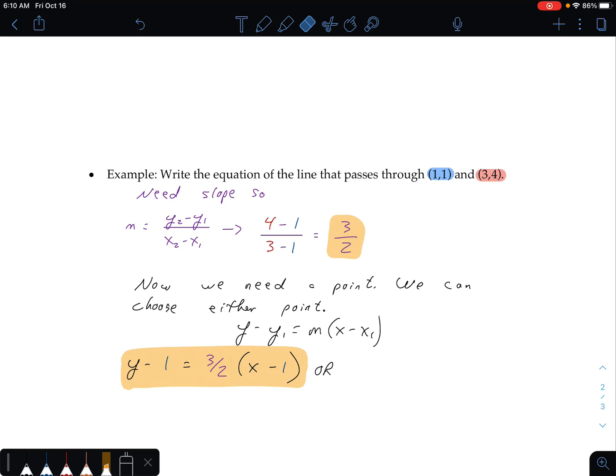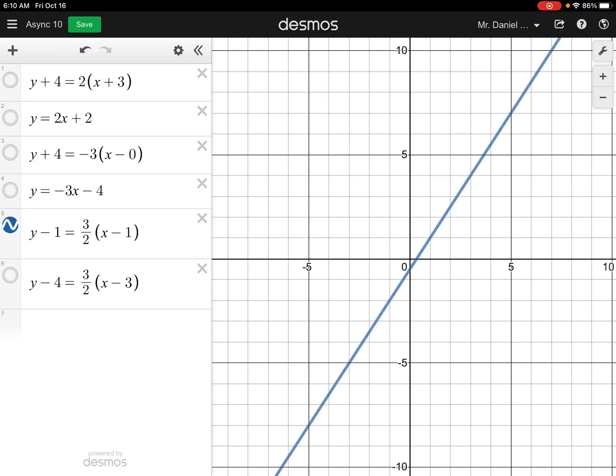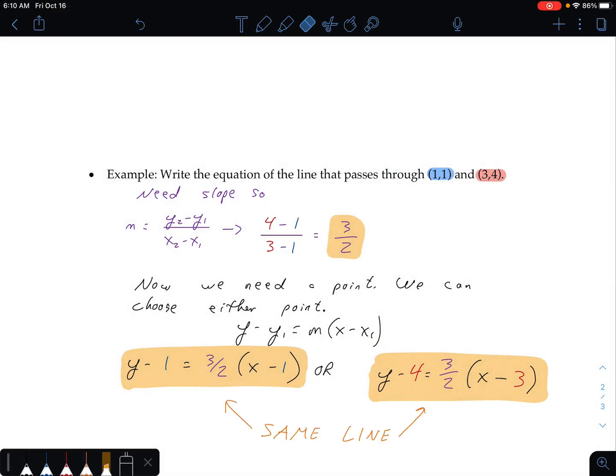Or, what happens if I choose the other point? Well, here's my blanks. I fill it in. Here's my slope. Here's my x value. Here's my y value. There is the same line. Two equations that are the same line. Here is the first one: y minus y1 is 3 over 2 times x minus 1. Or y minus 4 equals 3 over 2 times x minus 3. Again, they are exactly the same line.